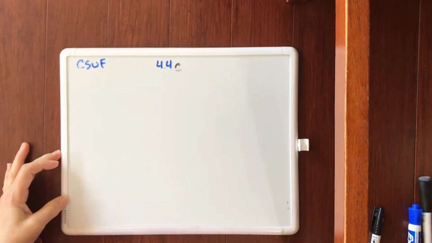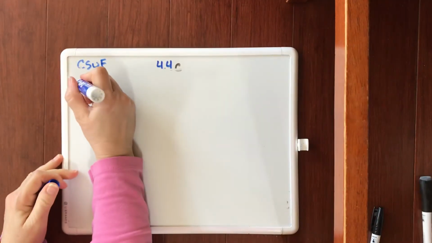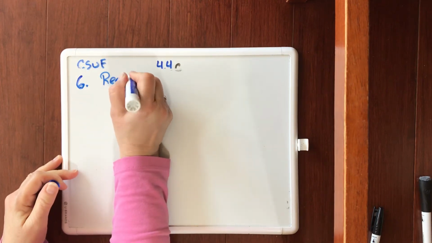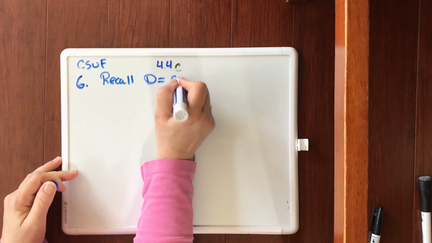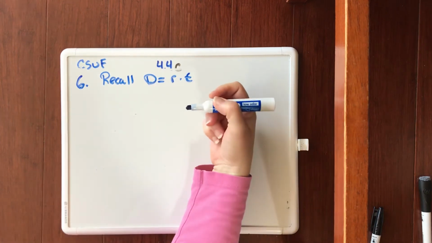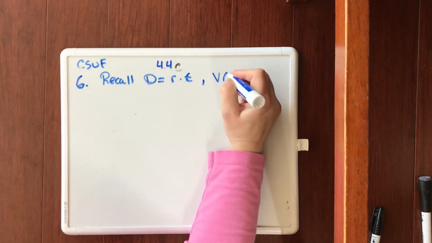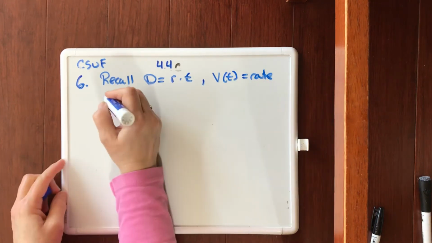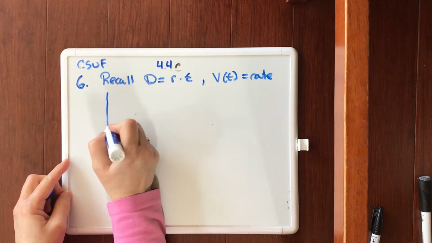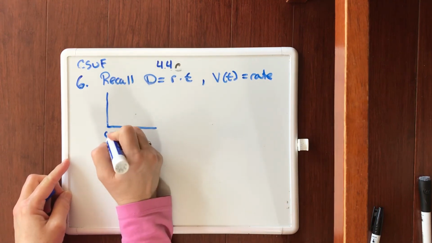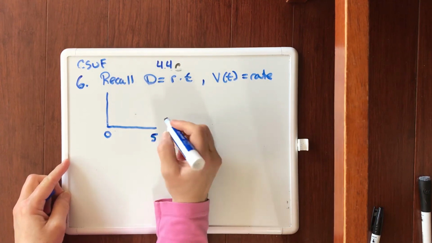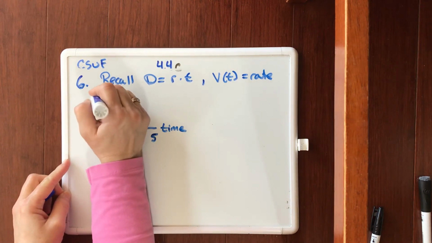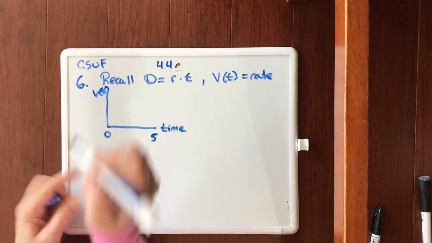Okay, WebAssign hints. Number 6. Recall distance equals rate times time, and we've been dealing with velocity equals the rate. So we're going to be looking from 0 to 5 on this problem, where the horizontal axis is time and the vertical axis is velocity.